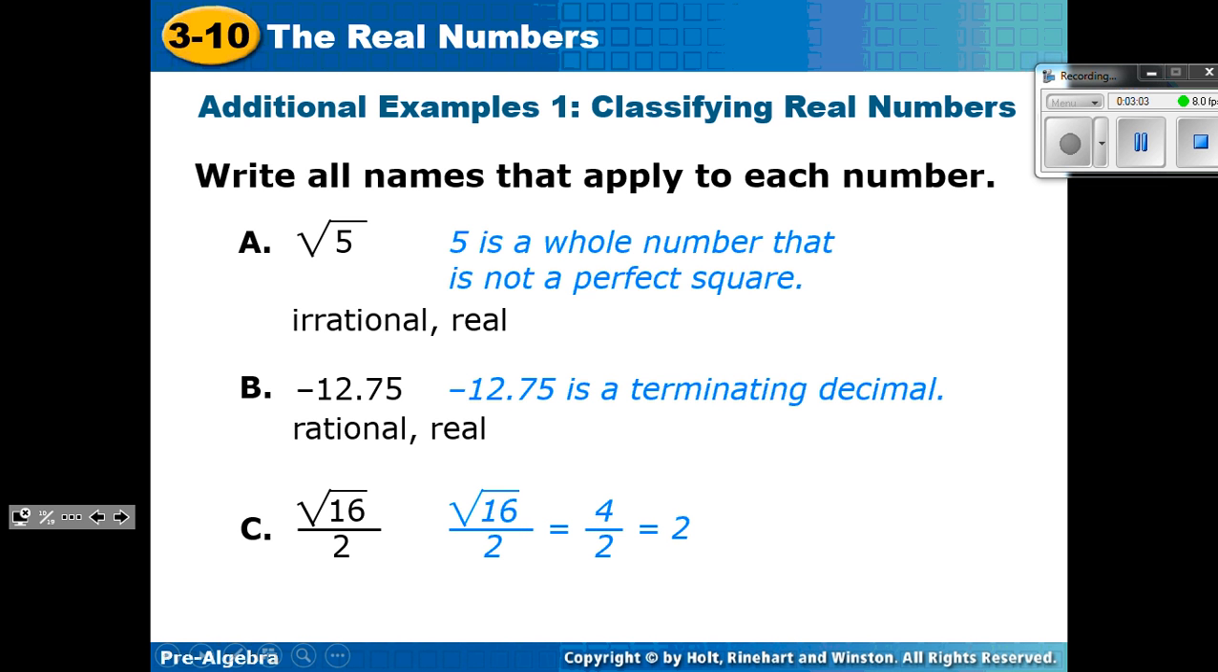The square root of 16 over 2 needs to be simplified before you can decide what it is. Square root of 16 is 4, and 4 over 2 equals 2. So that's just a regular old whole number, which is a whole number. It is also an integer. Those are all the numbers that appear in my number line. It is rational, and it is real.